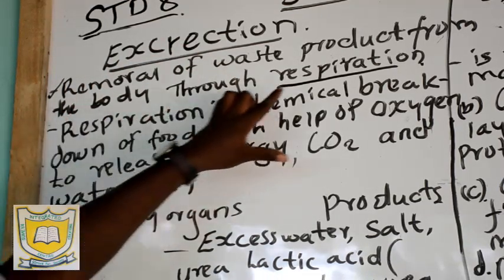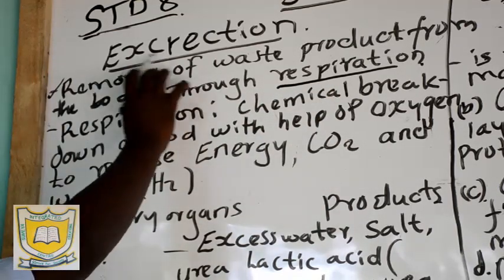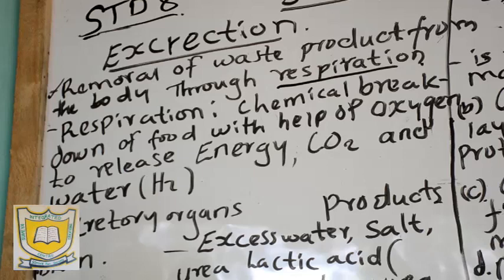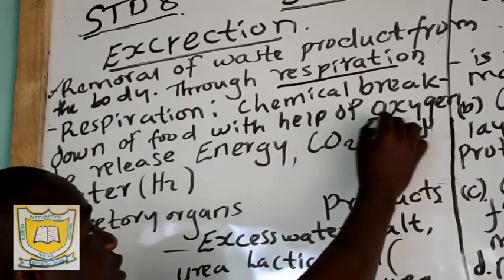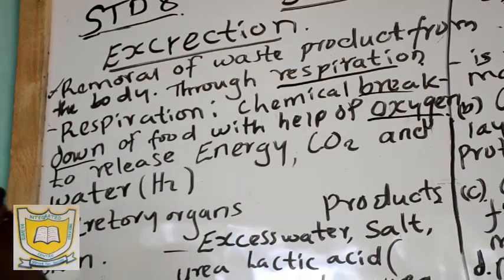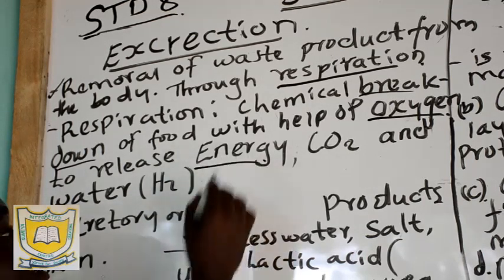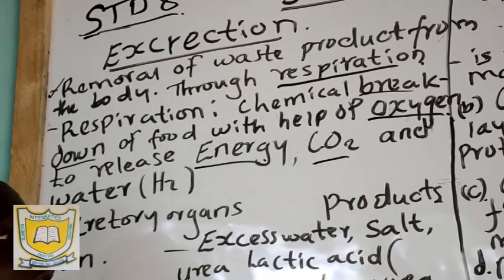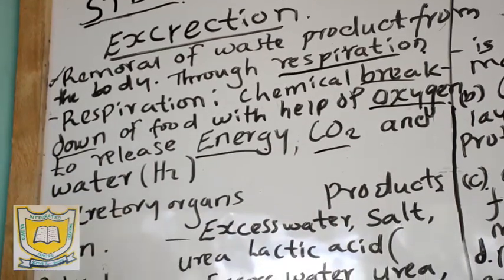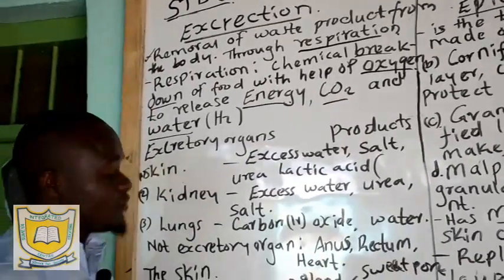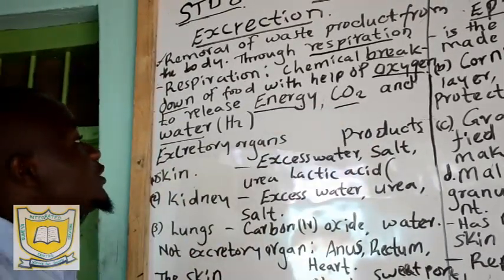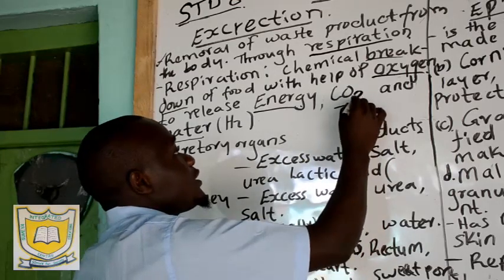Now, what is the definition of the term respiration? Because the definition of excretion is the removal of waste products from the body. Respiration is a chemical process, the chemical breakdown of food with the help of oxygen. Through that breakdown we release energy, we release carbon dioxide, and we also release water. Carbon dioxide in short is written CO2.